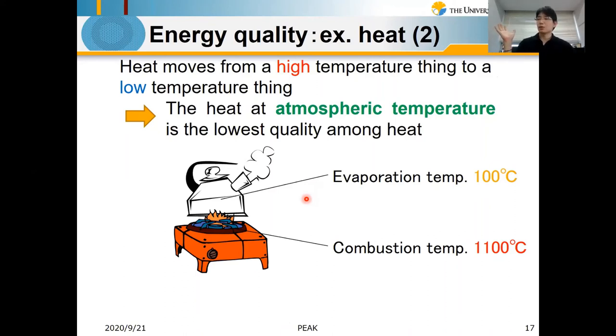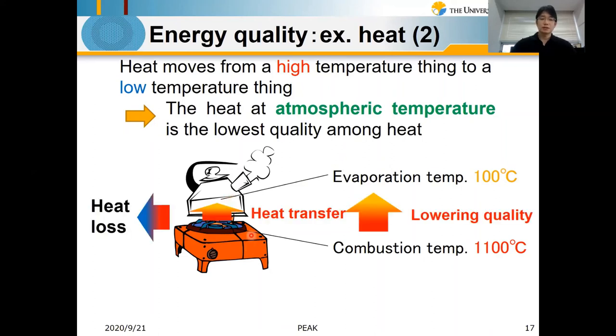Here also, there is some heat at atmospheric temperature. Of course, we cannot see it. Now, imagine the situation in the kitchen. You turn on the stove to boil water in a kettle. At that time, you use gas combustion to get heat. Normally, the temperature of gas combustion is about 1100 degrees C. This heat transfers to the water in a kettle. Of course, some of the heat transfers to the air. Thus, you can feel warm when you stay in the kitchen. This is called the heat loss.